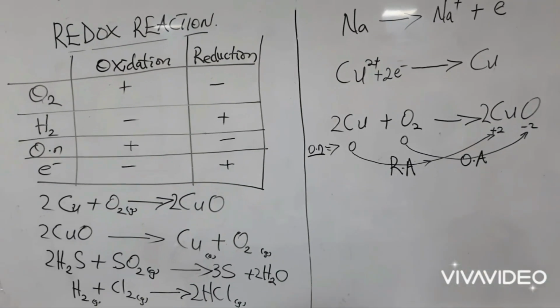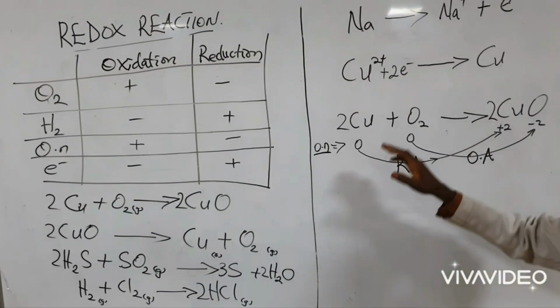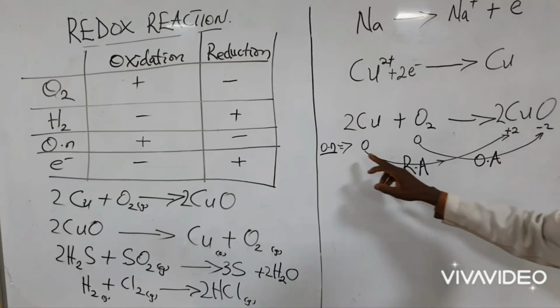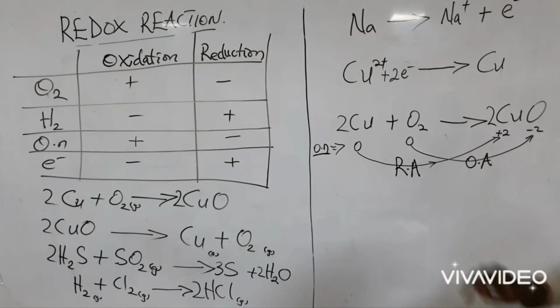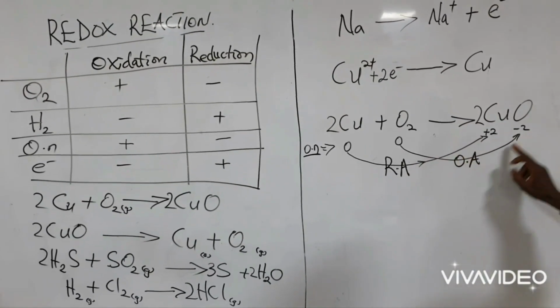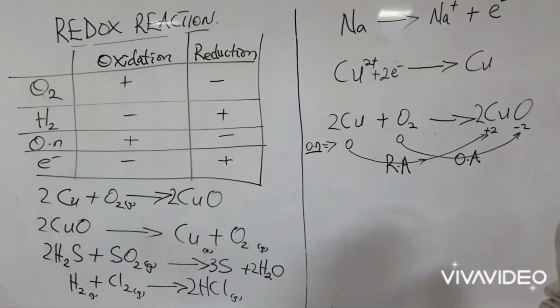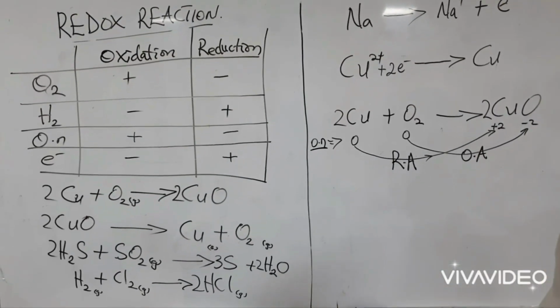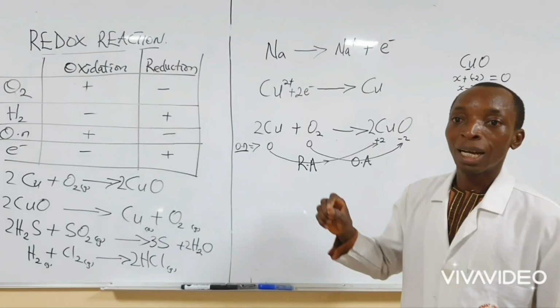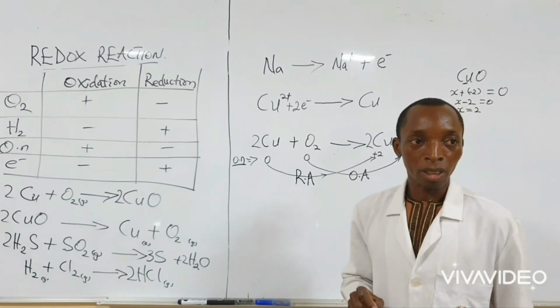So when you are given any equation and you are able to identify which one is oxidized and which one is reduced, anyone that is oxidized is your reducing agent. Anyone that is reduced is your oxidizing agent. In our next video, we are going to be balancing redox reactions.